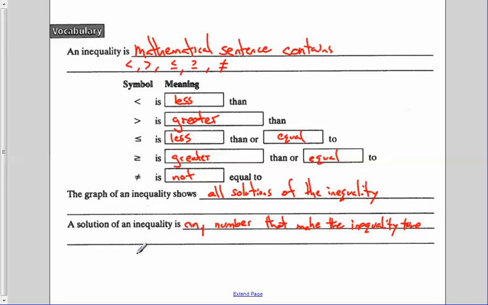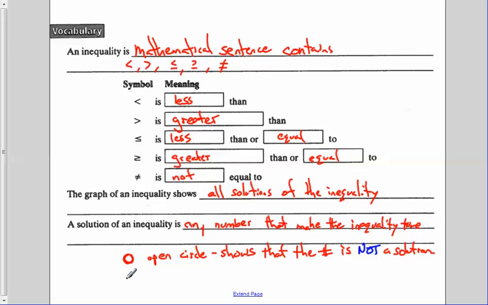And one of the identifiers of an inequality on a number line is a circle, and it's just an open circle. So our open circle means that the number is not, I put that in blue to make it stand out, not a solution.